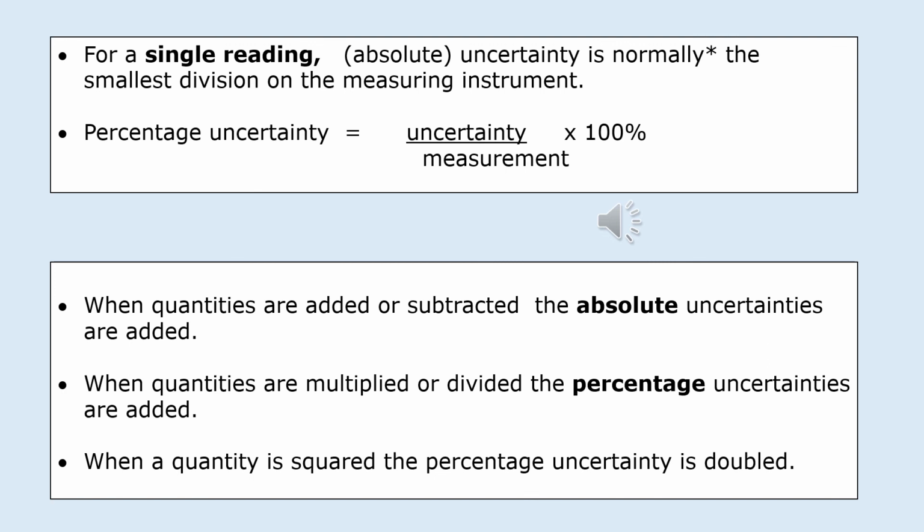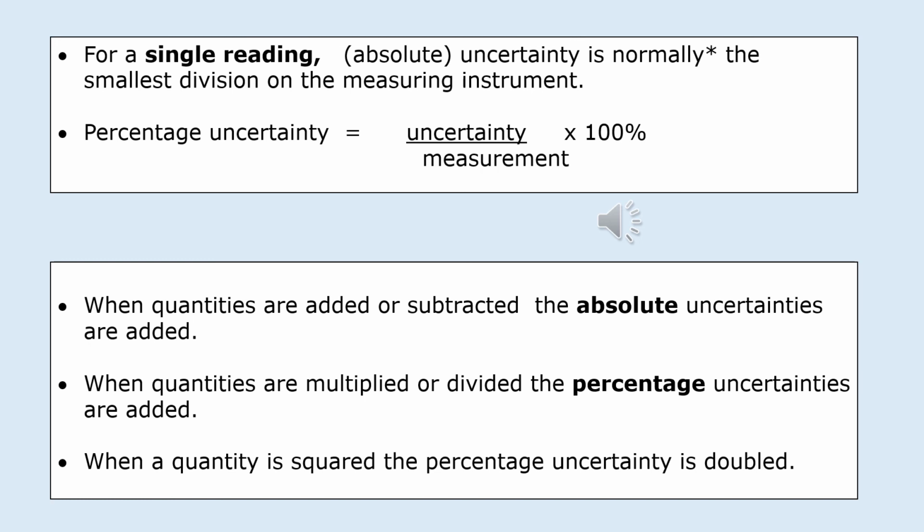So if I had 2 lengths, as I measured in the previous slide, one is 5 plus or minus 1 millimeter and the other is 6 plus or minus 1 millimeter, and I want to know what is going to be the overall uncertainty if I added those values together, I would need to add their absolute uncertainties. So my answer would be 5 plus 6, which is 11, plus or minus 2 millimeters, where I've added the absolute uncertainties. If the quantities are multiplied or divided, then we have to use the percentage uncertainties.